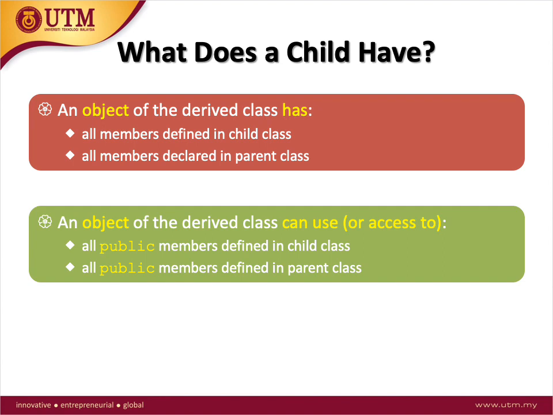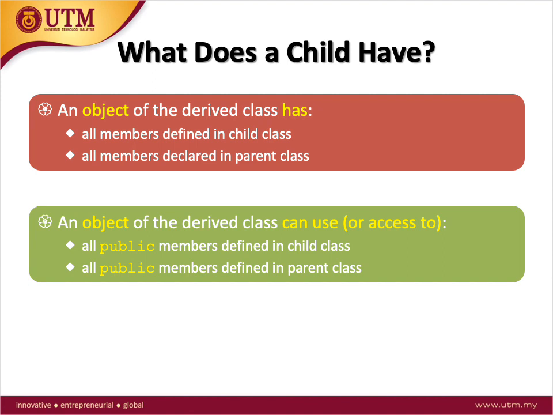So what does a child have? The child, or what we call the derived class: an object of the derived class has all members defined in the child class and all members declared in the parent class. It has all of these from the parent and the child class. Has here means owns. It owns the members defined in the child class and all members declared in the parent class.